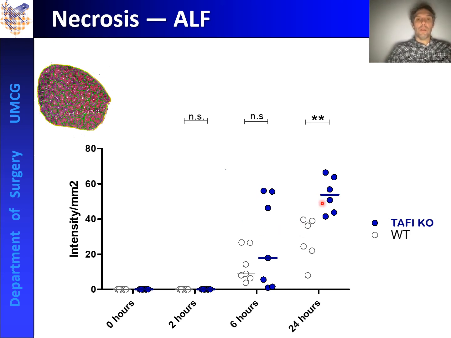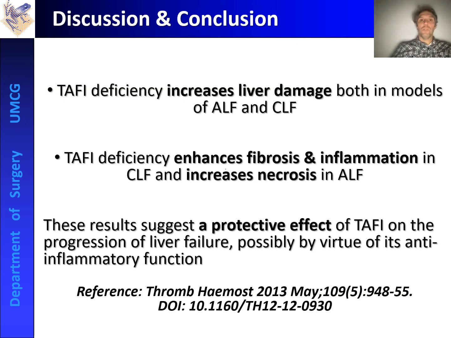But at 24 hours, definitely the TAFI knockout mice get the overhand and lose a large part of their livers because of a lack of TAFI. So in conclusion, I introduce you to a new concept: that liver failure leads to changes in hemostatic components, and in turn that these changes lead to progression of liver failure.